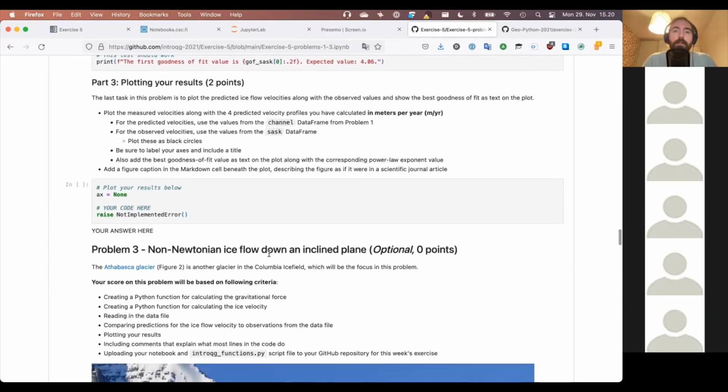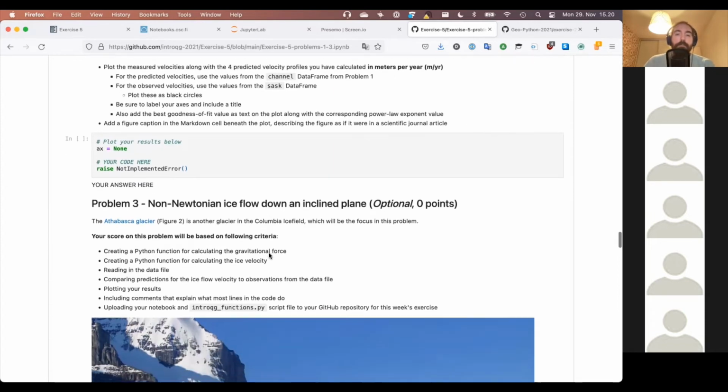And again, what you'll do after you've done that is you'll plot your velocity profiles that you've calculated earlier, as well as the measurement from different points across the Saskatchewan Glacier, and then you'll add some axis labels and a caption and things like that. And you're pretty much done then with problem number 2.